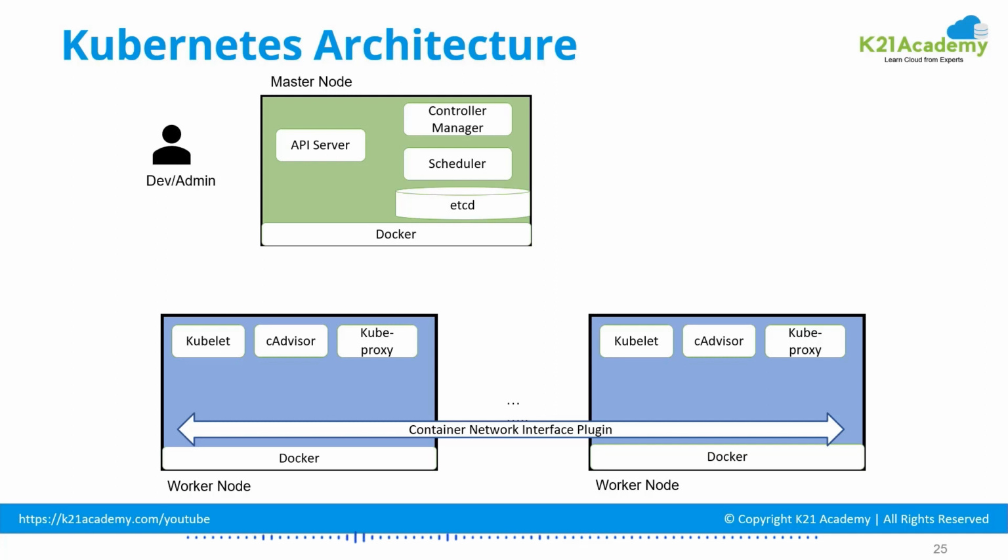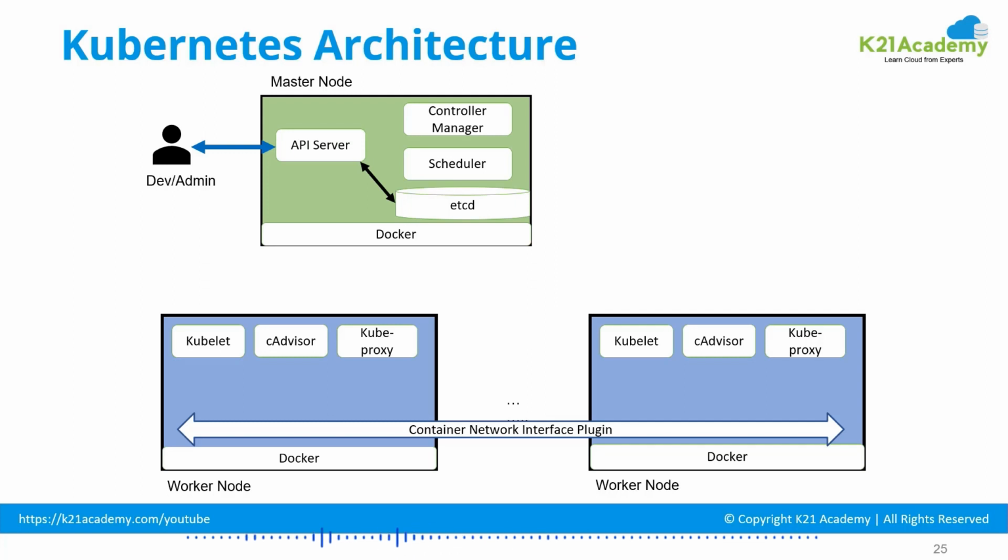Then as an administrator or a developer, you connect and interact with the API server, and that communication will be through the command called kubectl, or in AKS, which will be AKS CTL. We'll cover that in future lessons as well. So kubectl to API server.